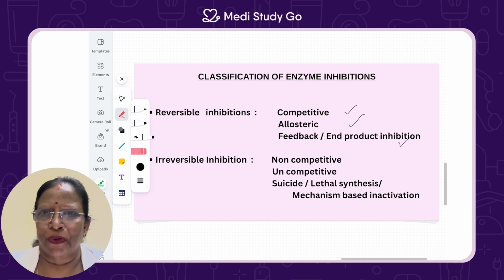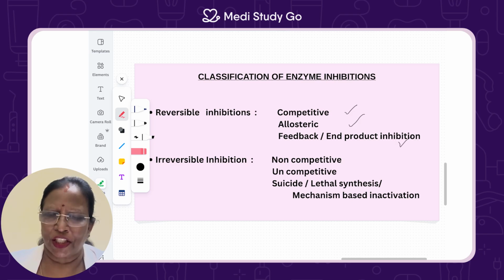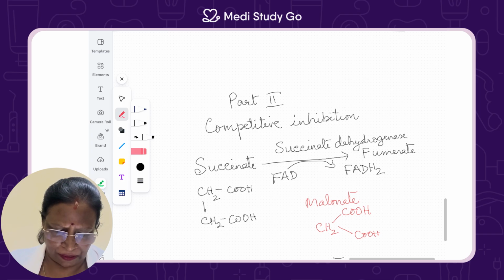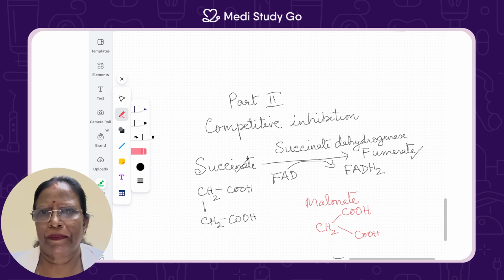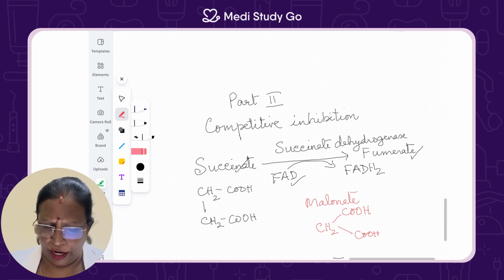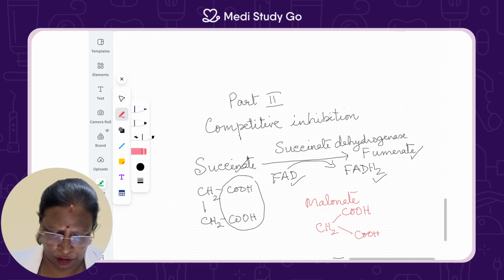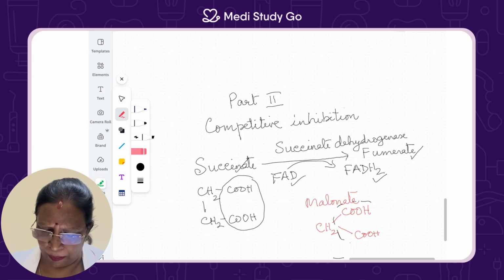Let me explain the competitive type of inhibition with the help of an example. In the TCA cycle, there is a reaction where succinate is converted to fumarate, and this is the structure of succinate. The enzyme is succinate dehydrogenase, and FAD gets converted to FADH2. Succinate has two carboxyl groups. Now, there is a molecule called malonate, which also has two carboxyl groups.